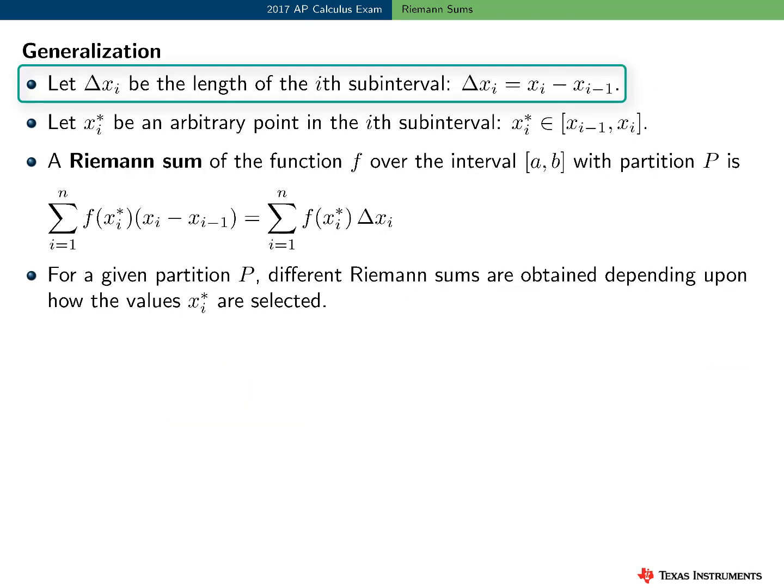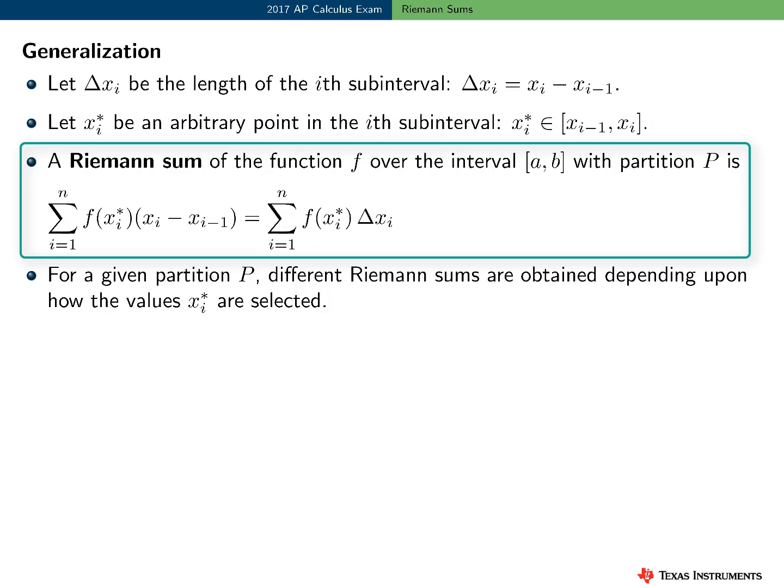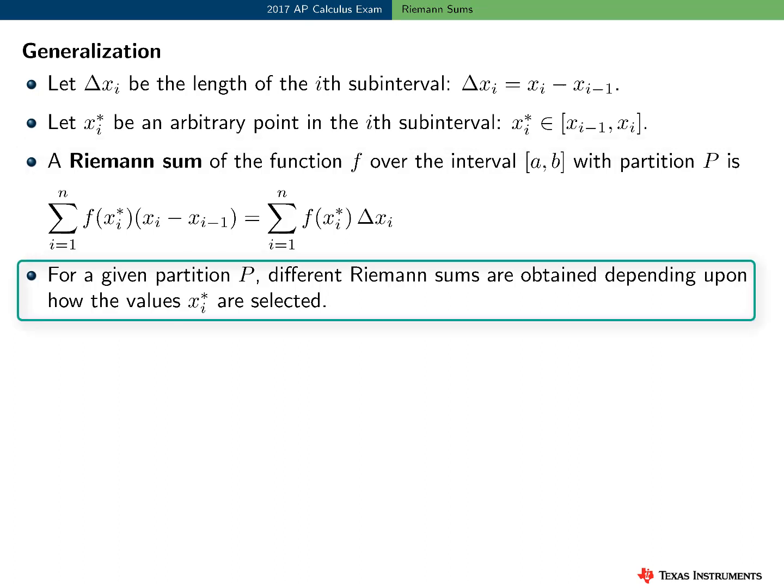To continue with this generalization, let's let delta x sub i be the length of the ith subinterval. Remember that the subintervals do not all have to be the same length. Let x sub i star be an arbitrary point in the ith subinterval. Then a Riemann sum of the function f over the interval a b with partition P is given by this expression. For any given partition, different Riemann sums are obtained depending upon how we select these values x sub i star.